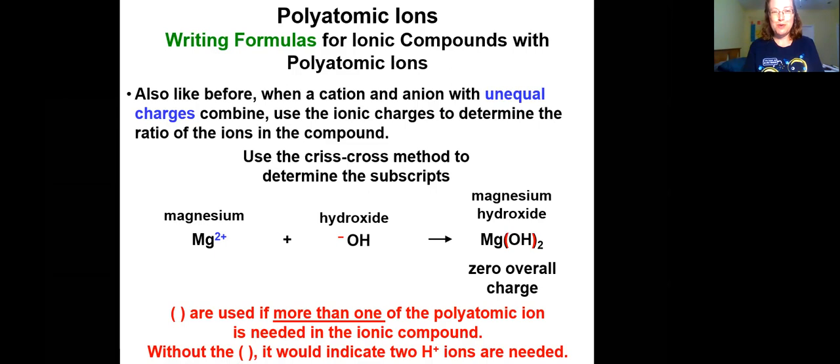Make sure you use those parentheses if you have more than one polyatomic ion. You don't need them around something like magnesium. When it's one element, you don't need parentheses, just if there's more than one polyatomic ion.